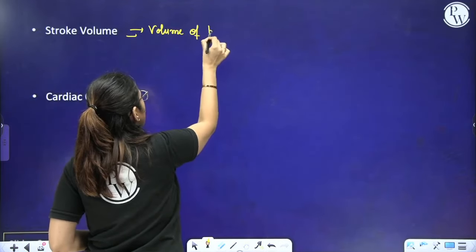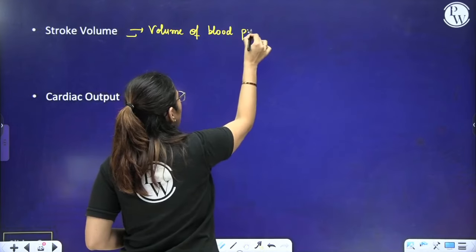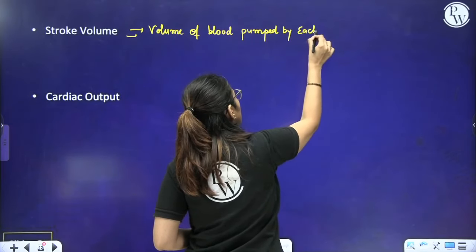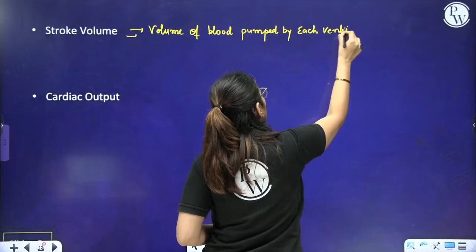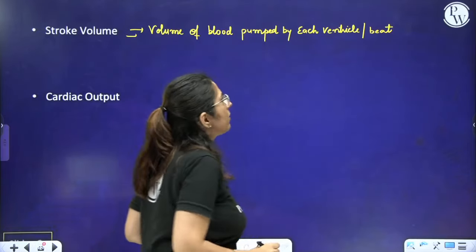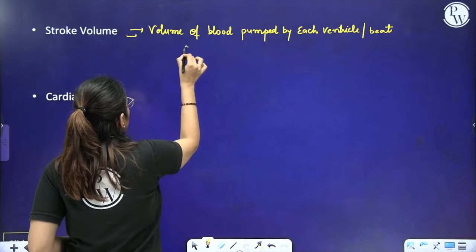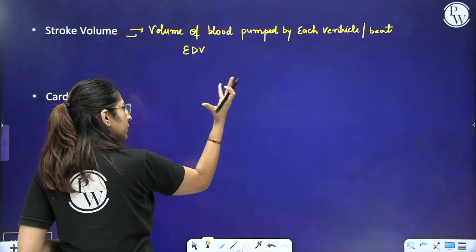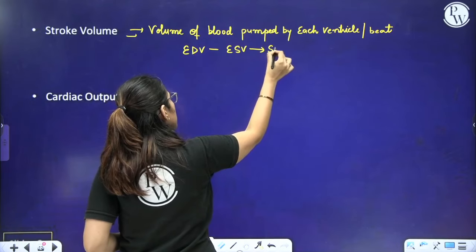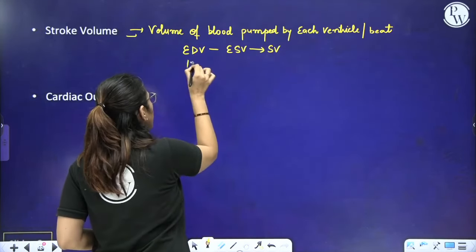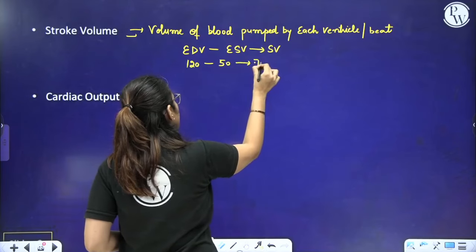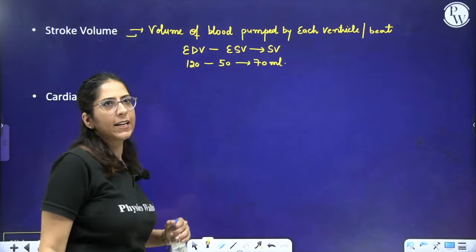Volume of blood pumped by each ventricle per beat, meaning per contraction. One contraction, one relaxation means per beat, right? So what is that? End diastolic volume, the total filled volume in diastole. If we subtract the end systolic volume, what will we get? The stroke volume. So 120 minus the end systolic volume, which is 50 ml, comes out to be 70 ml. Isn't it easy? Easy peasy.